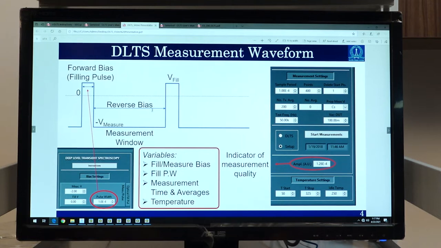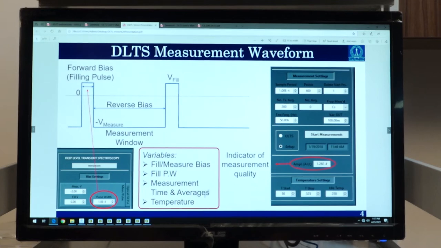The third parameter is the reverse bias. Reverse bias is very important because it determines to what extent, or how far from the junction, I am probing. A higher reverse bias means my depletion region has gone a long distance away from the junction. That means we will be able to probe trap parameters over a wide region of the semiconductor.